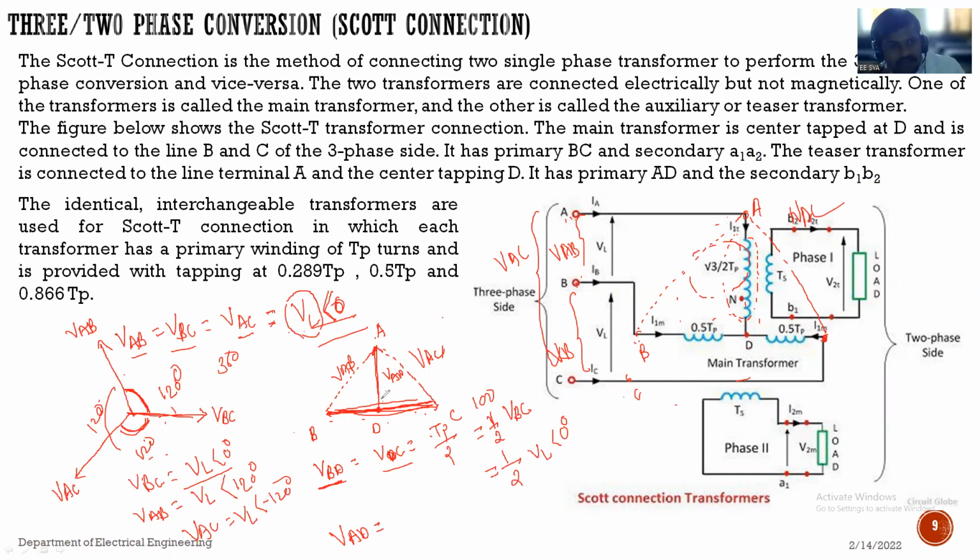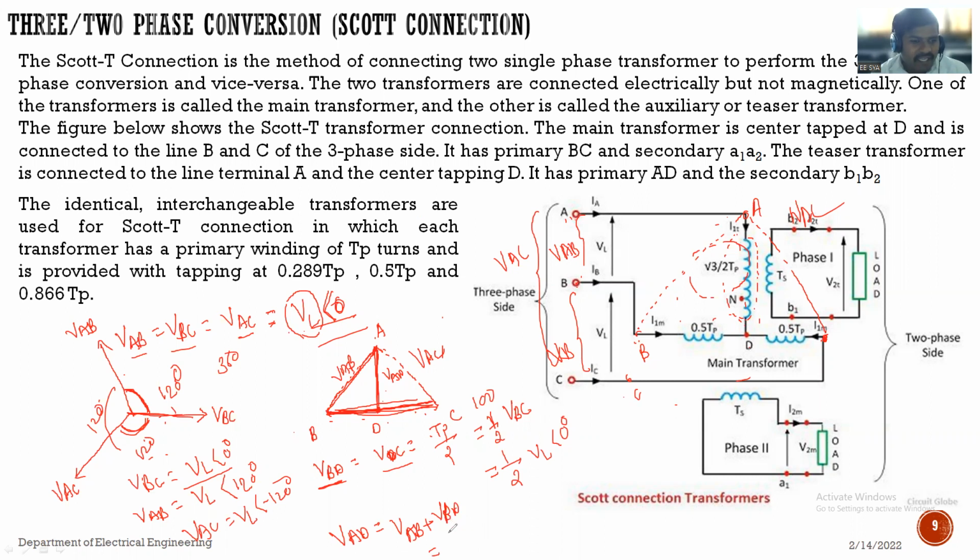Pythagoras theorem we can also use. So yes, sir, in the triangle centrally tapped, the summation of these two, A to B and B to D, is nothing but VAD. So VAD is nothing but voltage VAB plus voltage VBD.